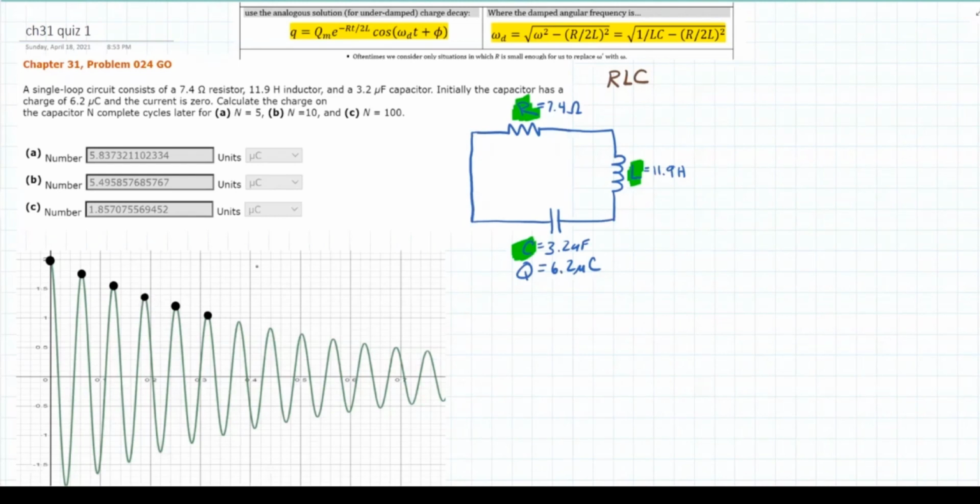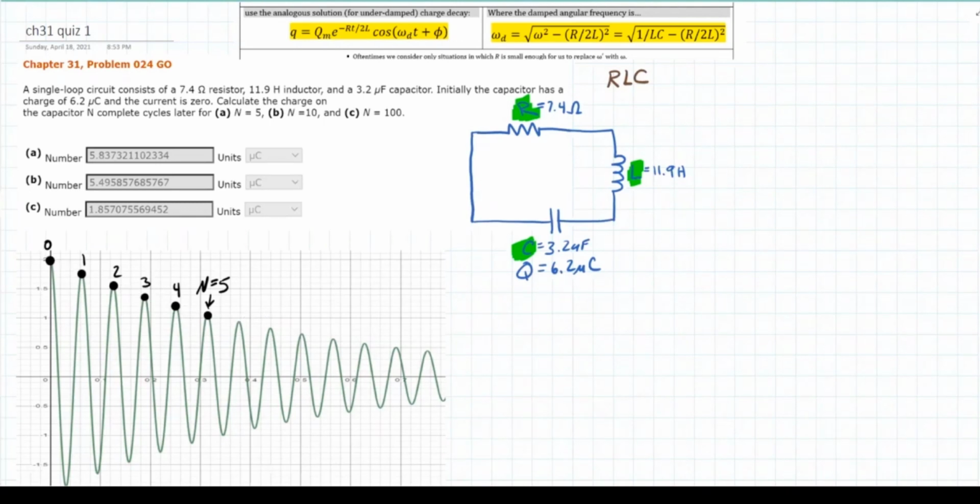So right here, this is what we're interested in for part A. This is N equals 5 bounces. This is bounce 0, 1, 2, 3, 4, 5. That's part A. How much charge is left on this capacitor after 5 bounces? The answer should be, well, the capacitor should have the same amount of charge that it started out with. But you can see, no, you get this decay envelope. You get this exponential decay because of that resistor. That resistor is stealing some energy.